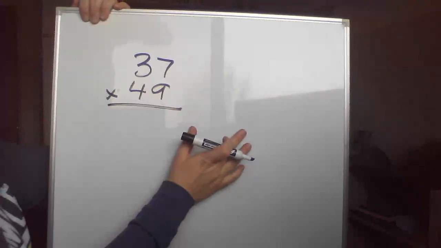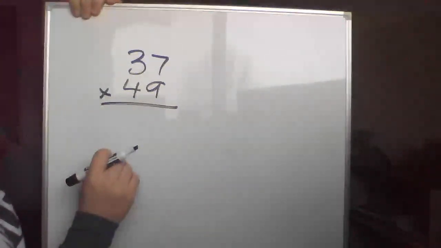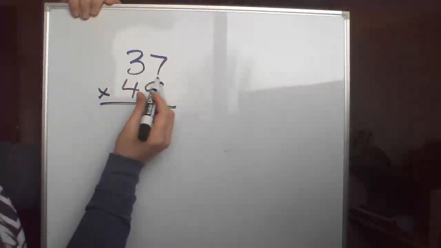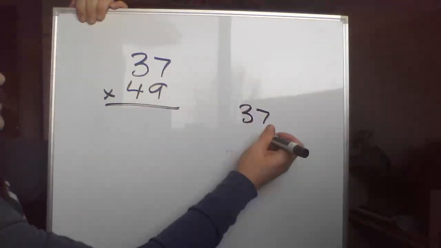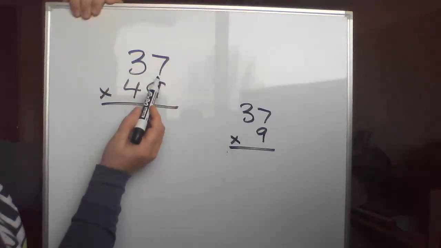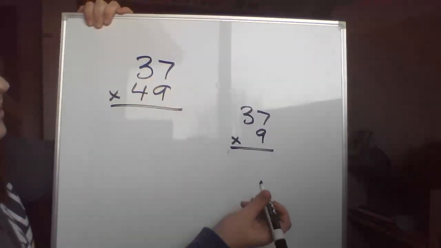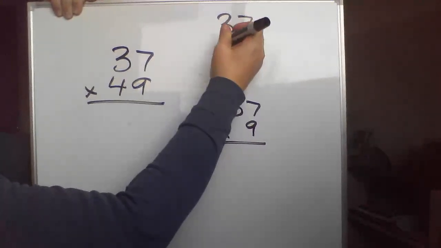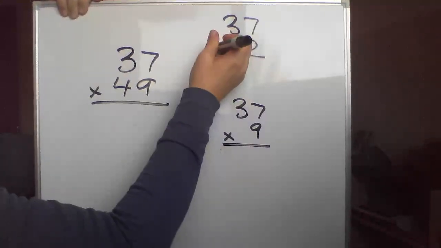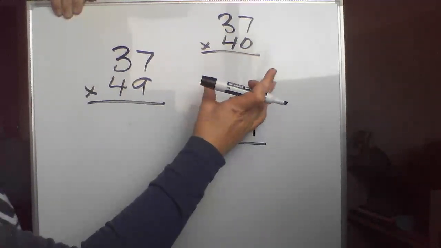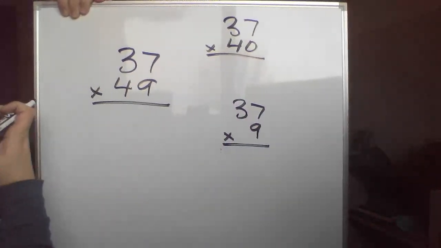All right, so we're gonna do this one just using the partial products, but not breaking 37 up. So we're gonna take 37 times 9, and then we're gonna take 37 times 40. I'm gonna do it up here so you can see it a little bit better. And this is partial, and we're gonna add those together to get our final product.